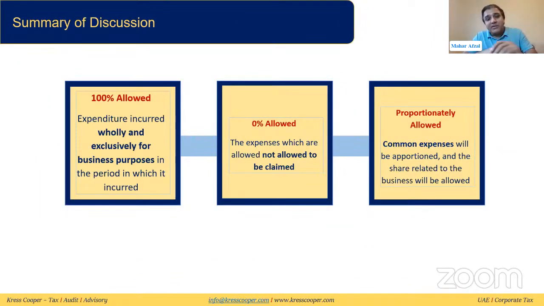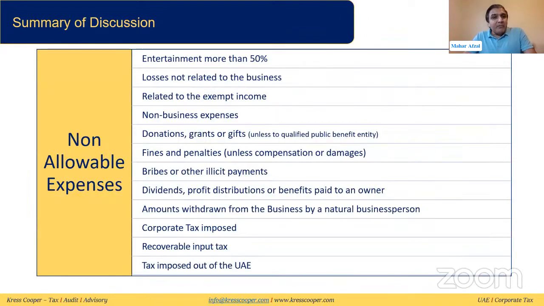Other than this, 50% of the entertainment expenses you cannot claim. The interest will be carried forward. Only 30% you can claim. The remaining 70% will be carried forward over a period of 10 years. And other expenses we can claim. Common expenses we can claim proportionately. This is over from my side. I think we have discussed everything in detail.